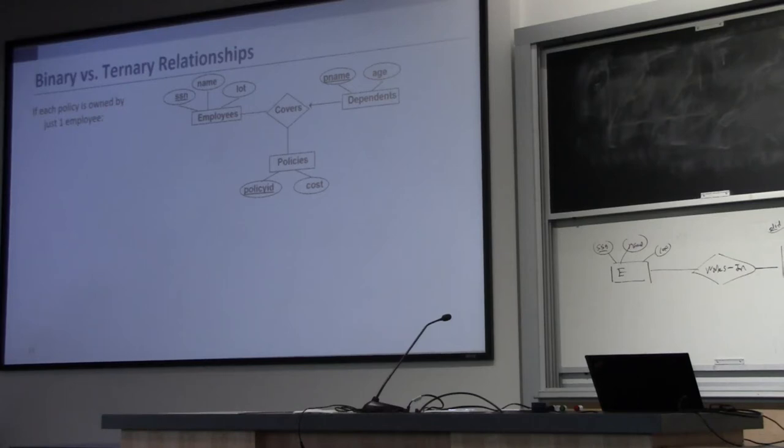Everybody understand that? What about employee and dependents? Well, this has to be a one-to-many mapping, right? Why? In all the possible scenarios I can think of, a dependent depends on one person, right? An employee may have multiple dependents. If I have two kids, then I have two dependents, but they all depend on just one person. Does that make sense? So it's a one-to-many mapping between employee and dependents.